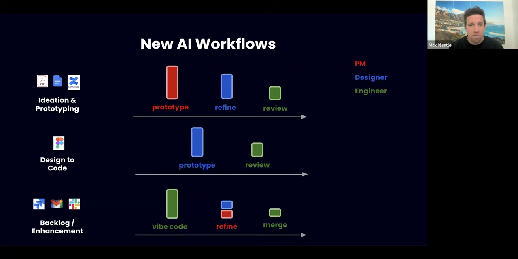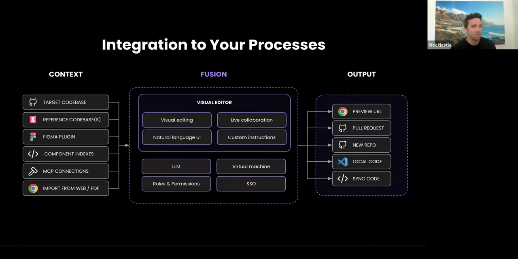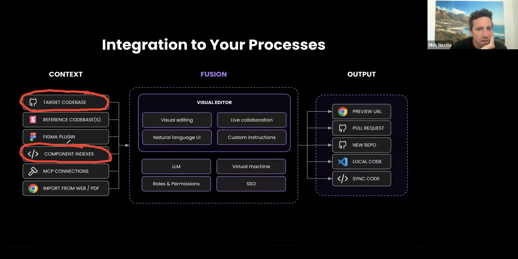So we're going to walk through those three use cases. And this is our last slide, and then we'll get into the demo. Fundamentally, how Builder is different here is that the starting point for us is doing a couple of things. We're going to connect into your actual code base. We're going to index your actual components. We're going to get context from any other reference code bases you have. And we're going to provide a way for you to also just talk to the AI and give some custom instructions, right?